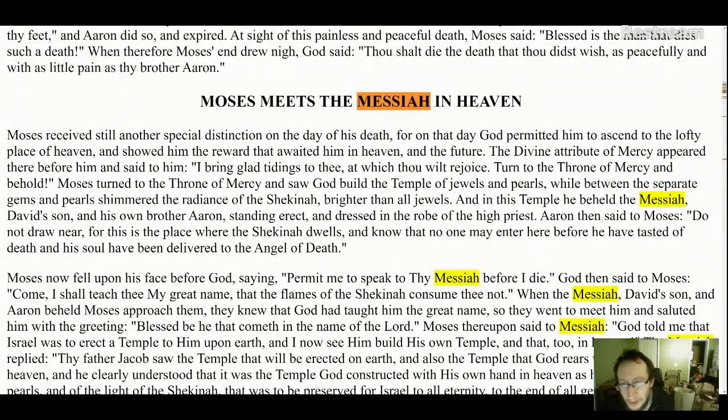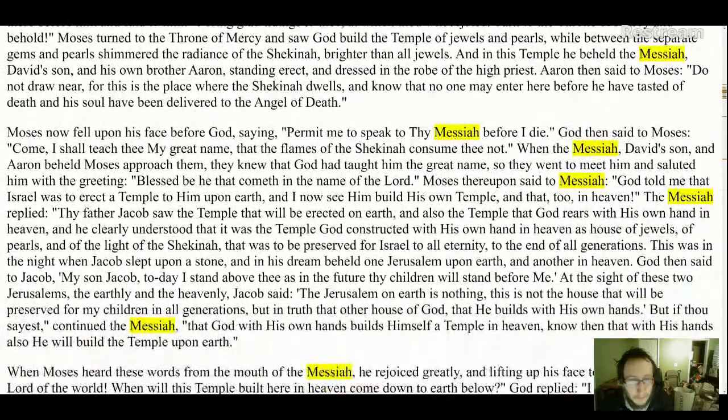So this is from Legends of the Jews, and the guy who compiled this, Louis Ginzberg, took various midrash or various rabbinic writings and put them together in a compilation. So it says, on the day of his death, Moses received a special distinction. God permitted him to ascend to the lofty place of heaven, showed him the reward that awaited him in heaven and the future. It says Moses saw God build a temple of jewels and pearls. In the temple, he beheld the Messiah. Moses asked God to speak to the Messiah before he dies.